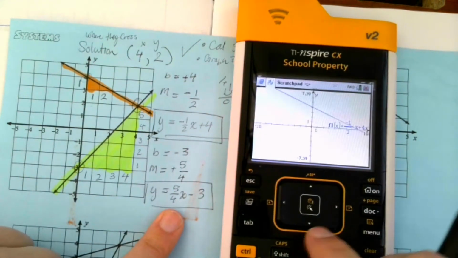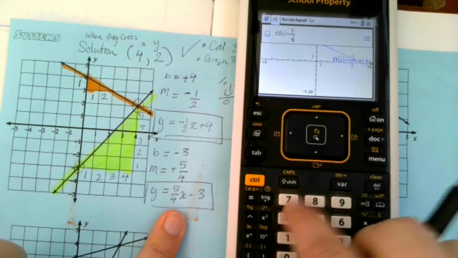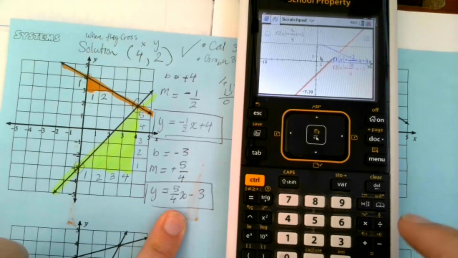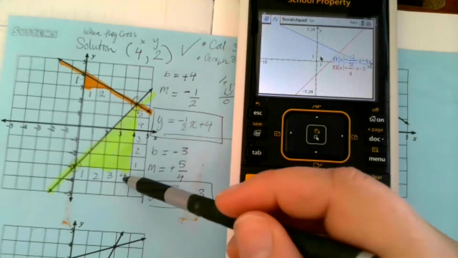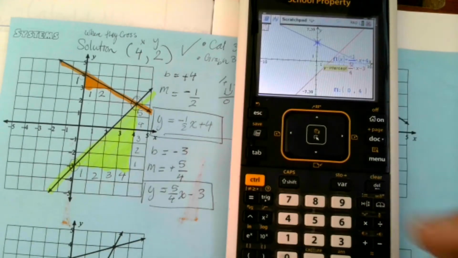Menu 3, 1. Control divide 5 over 4, x subtract 3, press enter. Ta-da! Now it looks the same, but the way to check is always menu 5, 1.